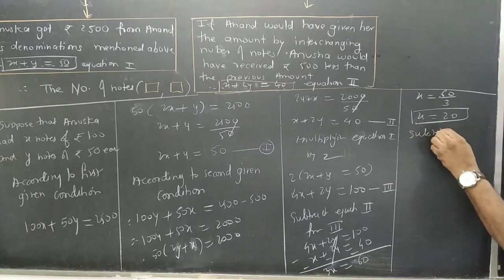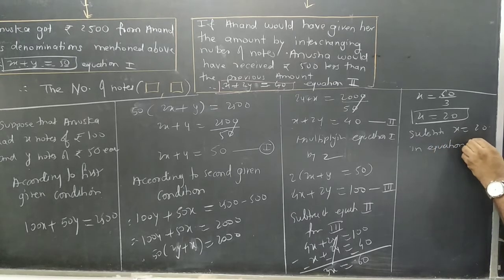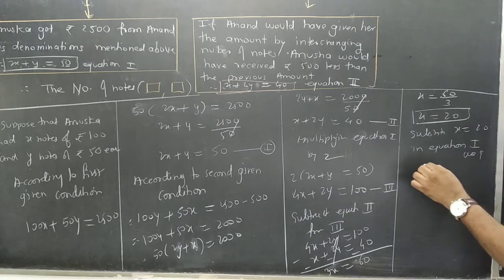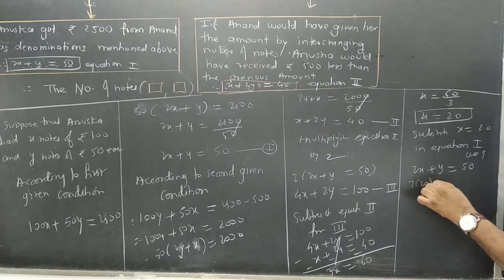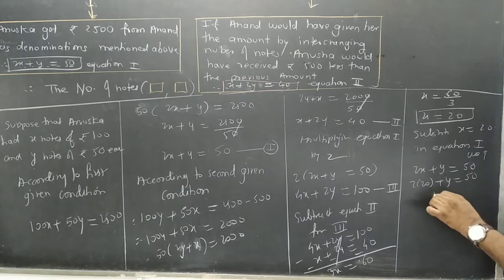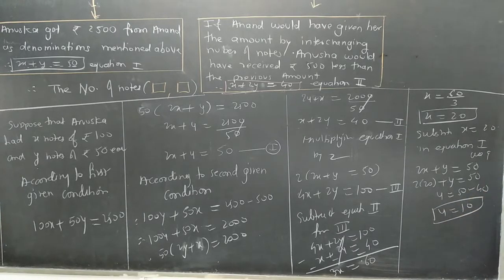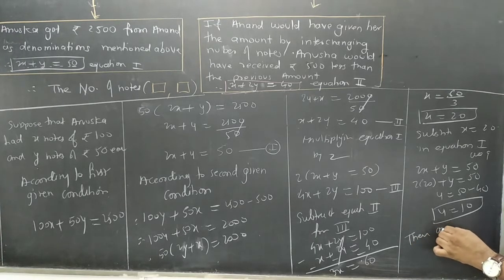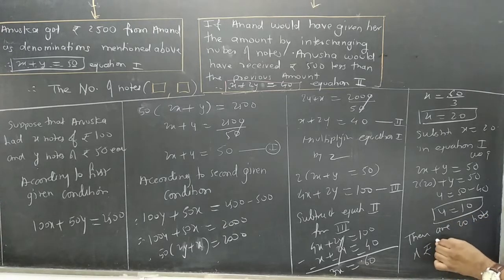Now substitute x is equal to 20 in equation 1. What is equation 1? 2x plus y is equal to 50. 2 into 20 plus y is equal to 50. y is equal to 50 minus 40. y is equal to 10. So there are 20 notes of rupees 100 and 10 notes of rupees 50.